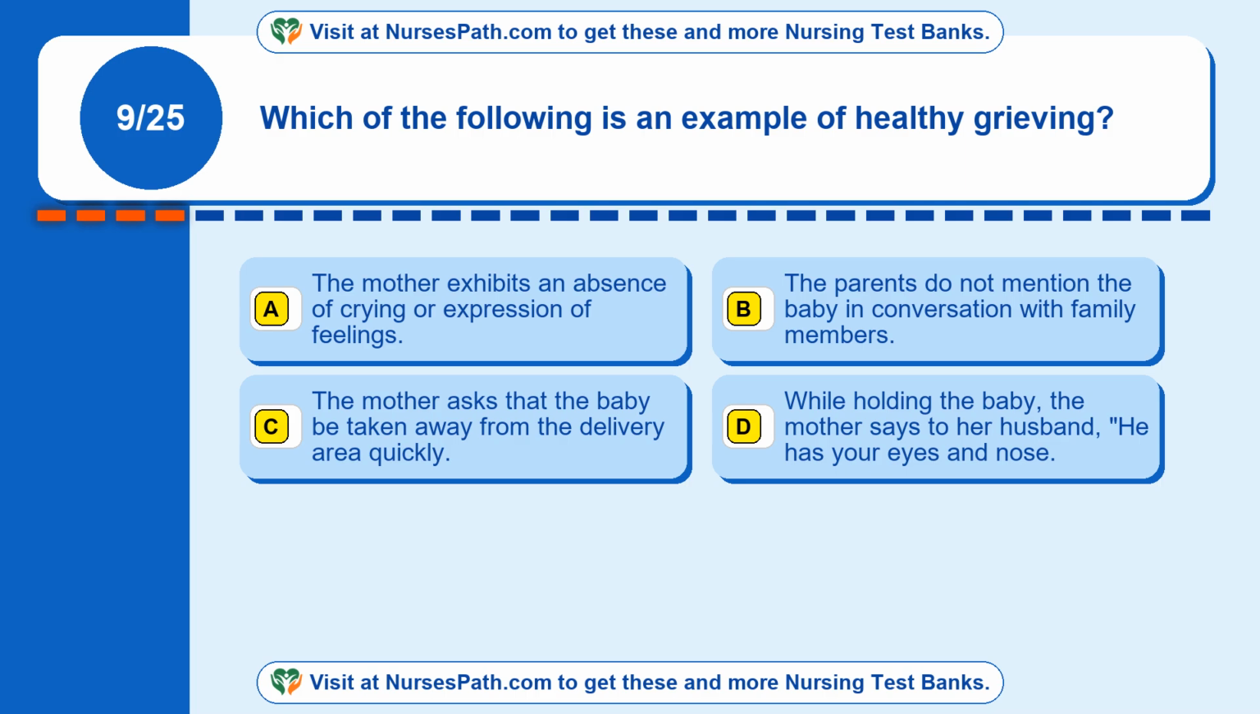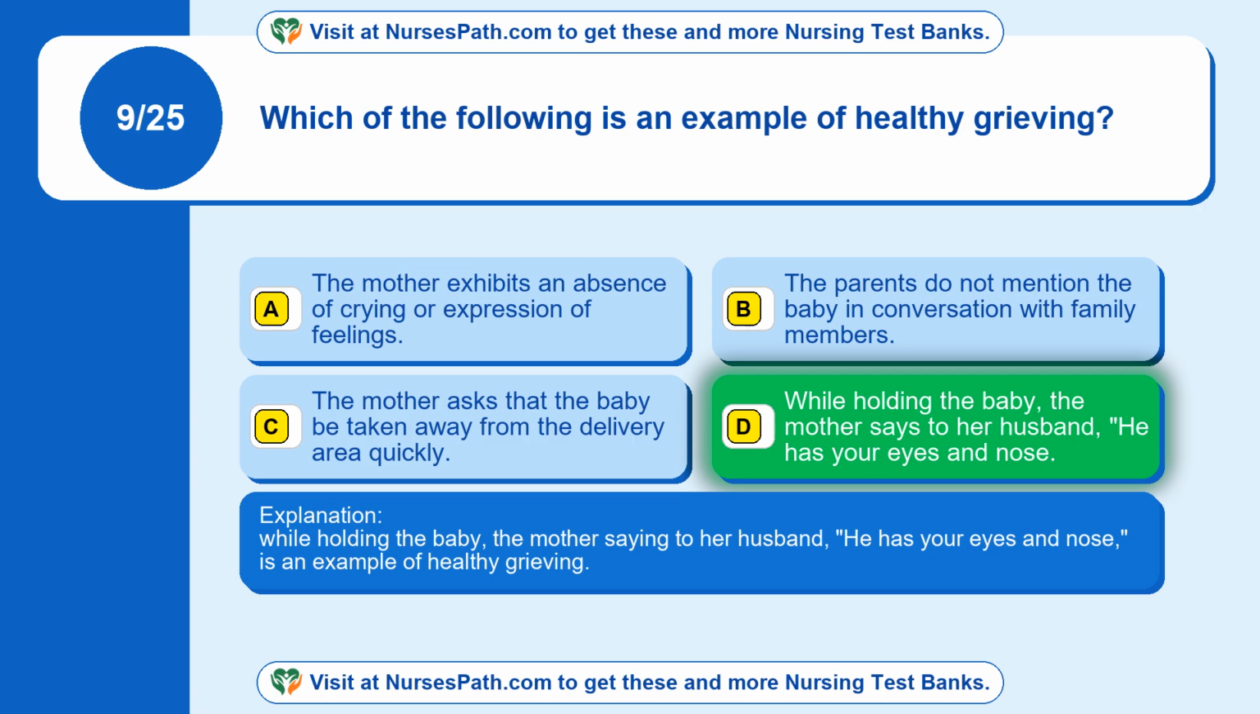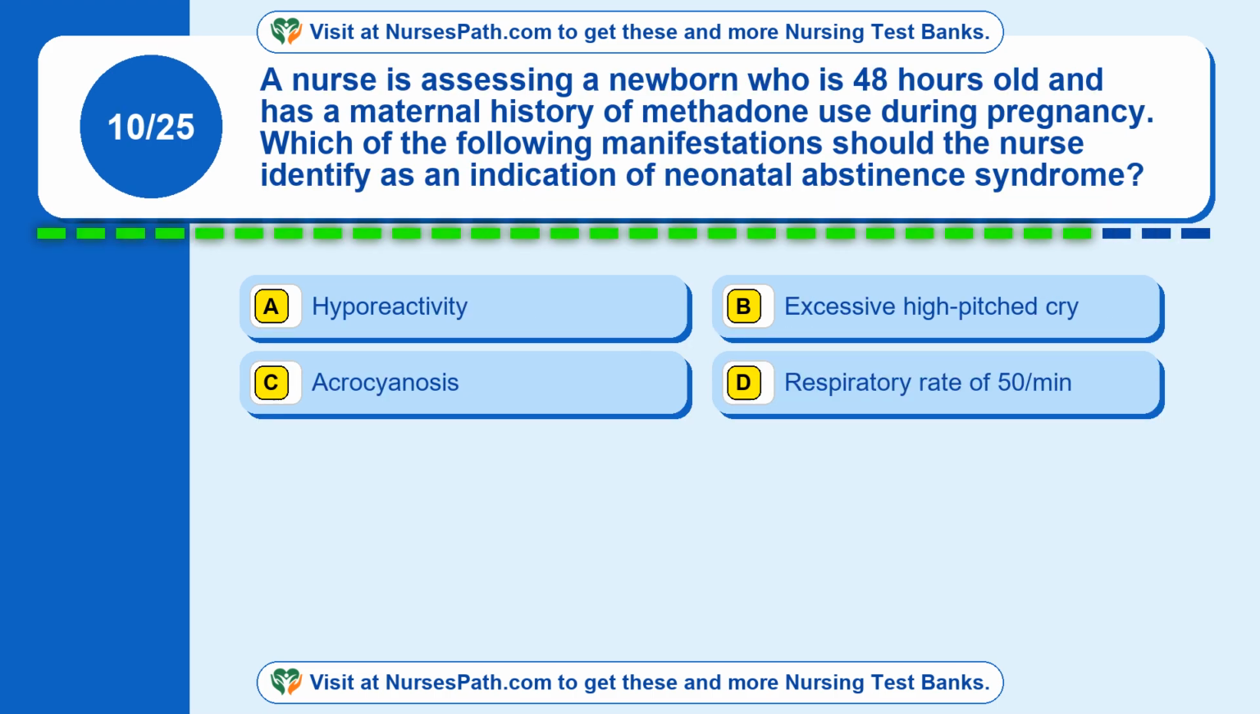While holding the baby, the mother says to her husband, "He has your eyes and nose." The correct answer is option D. While holding the baby, the mother saying to her husband, "He has your eyes and nose," is an example of healthy grieving.